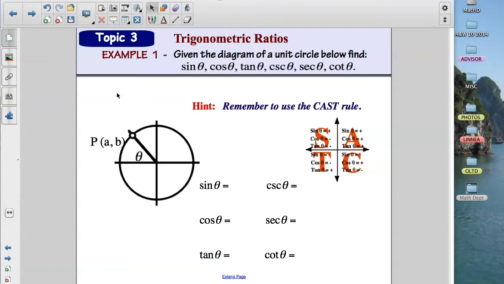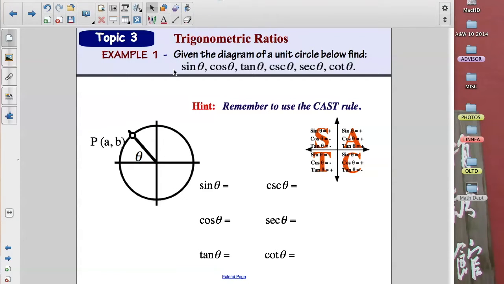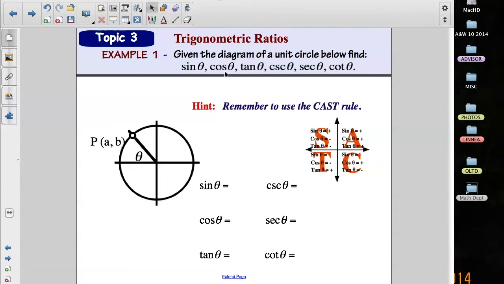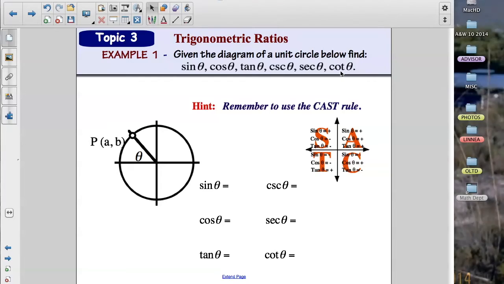Welcome back. This is still Learning Guide 5, Pre-Calculus 12, and we're on topic 3 now. Okay, so we're going to look at some ratios where we're given the diagram below here, and we're going to figure out the sine, the cos, the tan, the cosecant, the secant, and the cotangent.